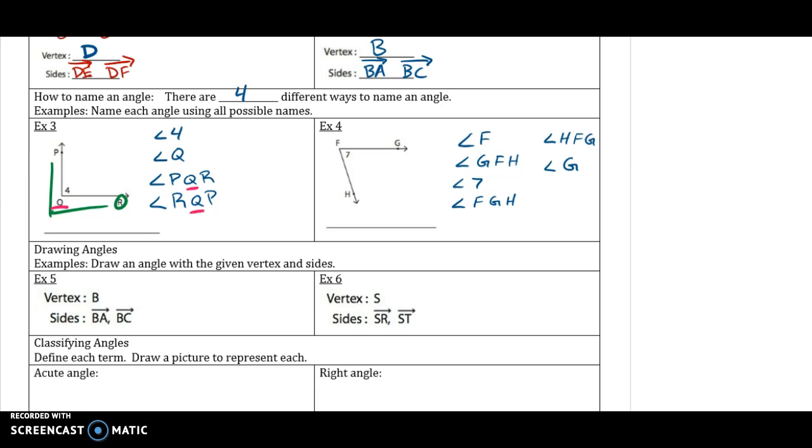In example 4, I listed 6 options. Only write down the 4 that you believe to be true. Do not write down the 2 that are incorrect. And the 4 that are true are angle F, angle 7, angle GFH, and angle HFG. The other 2 are wrong.